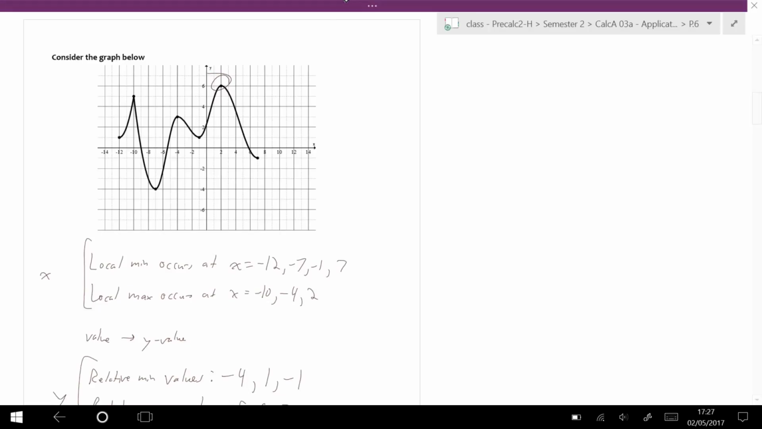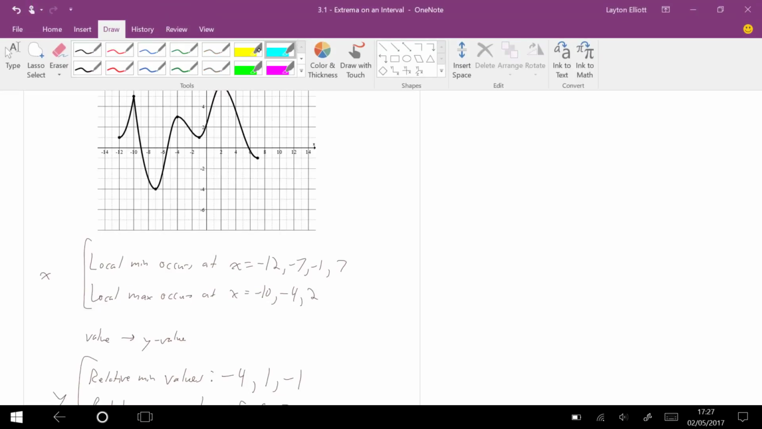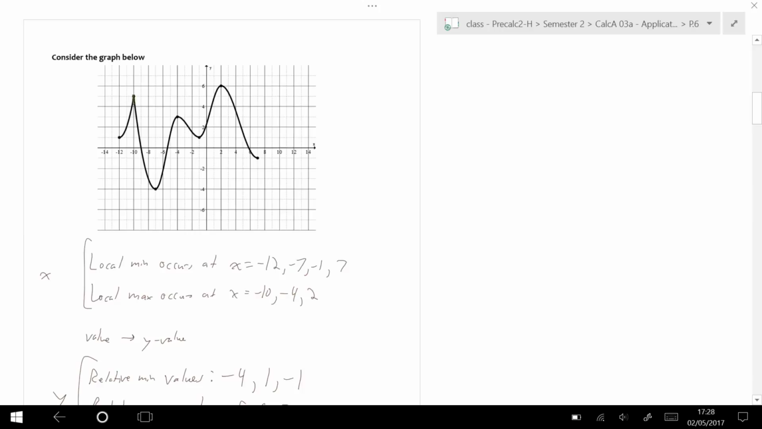So coming up to this graph, if I highlight all the possible max values in one color, here's a max, here's a max, here's a max. Highlight all the possible min values, here's a min, here's a min, here's a min, here's a min. And then let's just circle the absolute max and the absolute mins. That's what we just described.